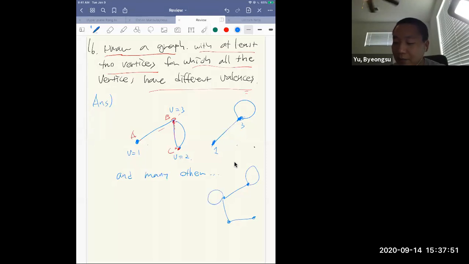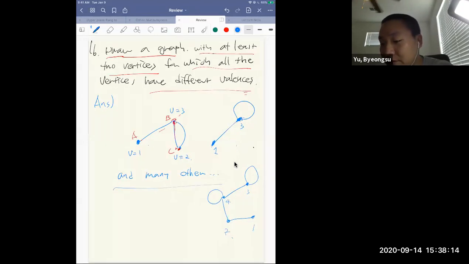Then this one is also balance 3, 4, 2, 1. So this one is also a different one. And so there are so many other kinds of graphs. So there will be some problems requiring you to draw the graph and scan it on your exam, right? So, okay, I think that these are all the questions in the review.